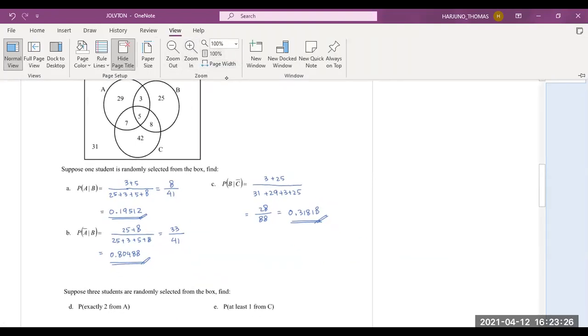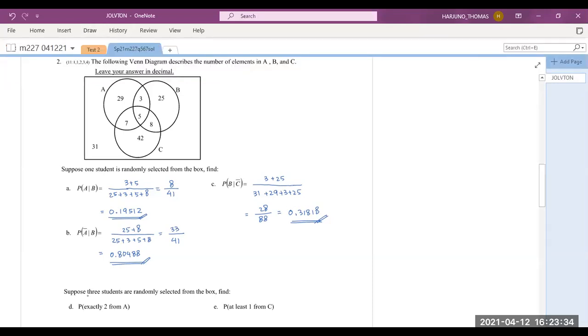Now, let's see part D. Suppose 3 students are randomly selected from the box. So we have 3 students, okay. Find the probability that exactly 2 of them are from A.